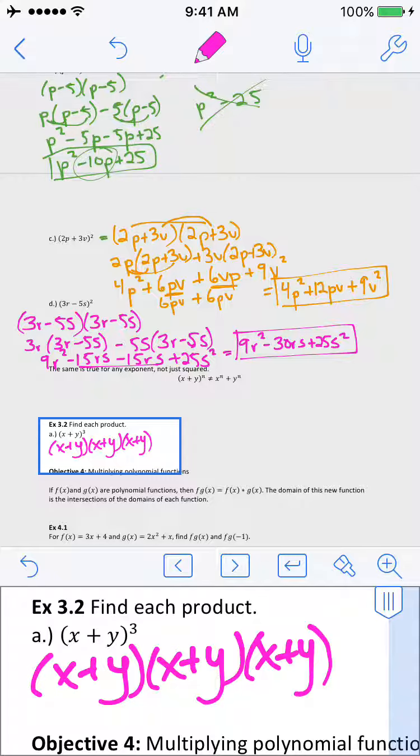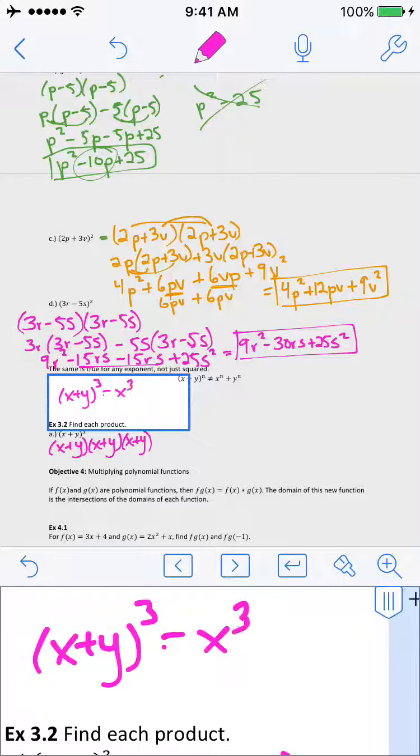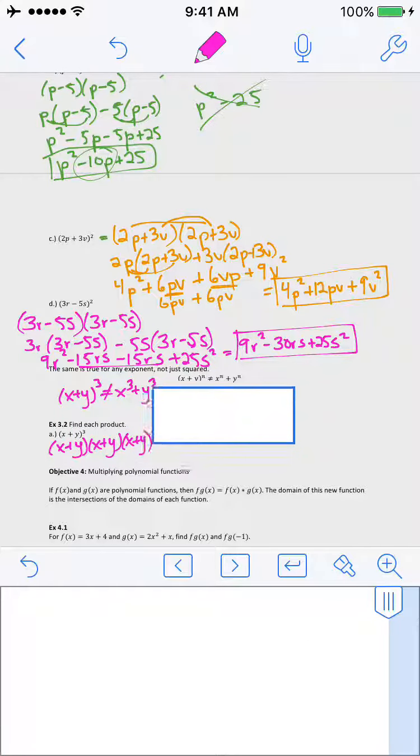That's what it means. And then just like when we had a problem where we were multiplying 3 things earlier, you simply multiply 2 of them and then multiply the other one. Okay, but what we're not going to do is say that x plus y cubed is equal to x cubed plus y cubed. That is not the case, and I'm going to show you why. So let's multiply this out, see what we actually get.